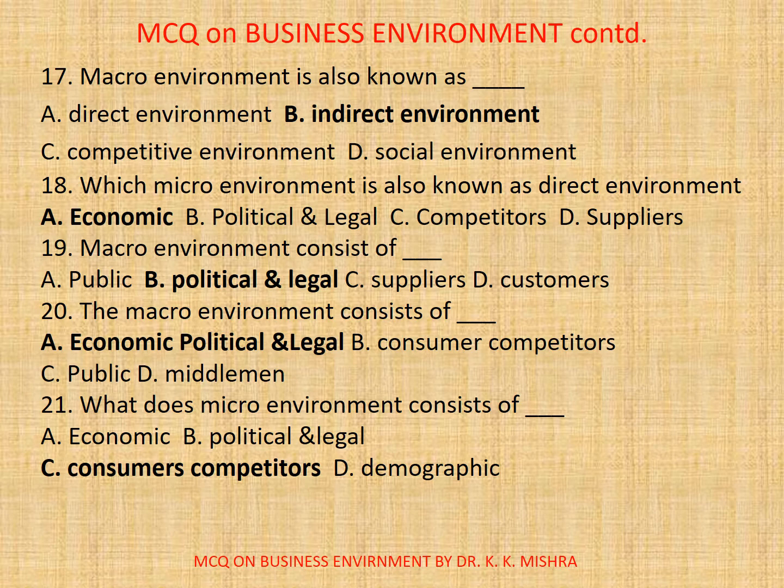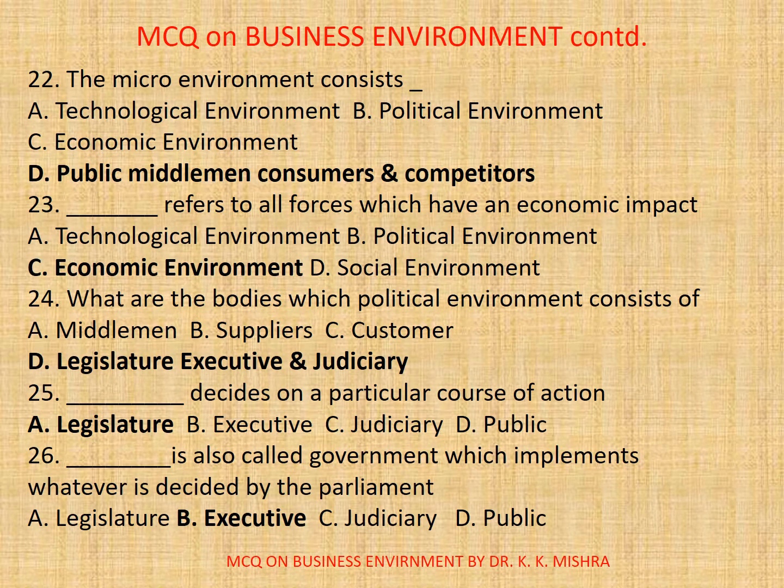Economic and political. 21. What does micro environment consist of? So here correct option is C. Consumers and competitors. 22. The micro environment consists of here correct option is D. Public, middlemen, consumers and competitors. 23. Dash refers to all forces which have an economic impact. So here correct option is C. Economic environment. 24. What are the bodies which political environment consists of? So here correct option is D. Legislature, executive and judiciary.